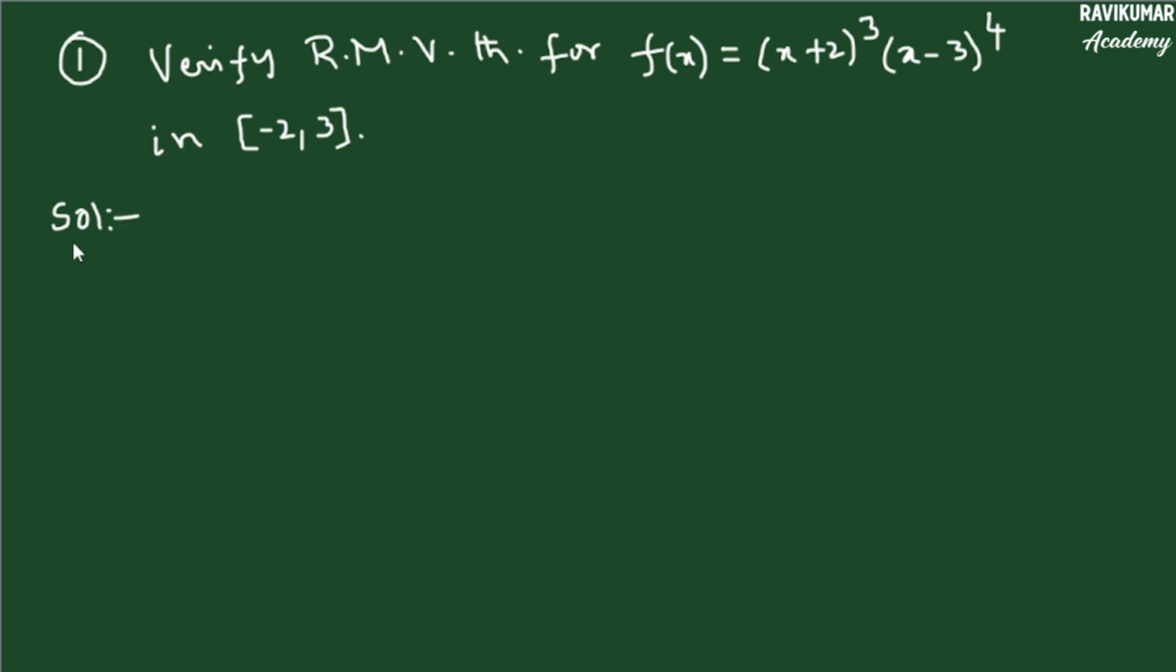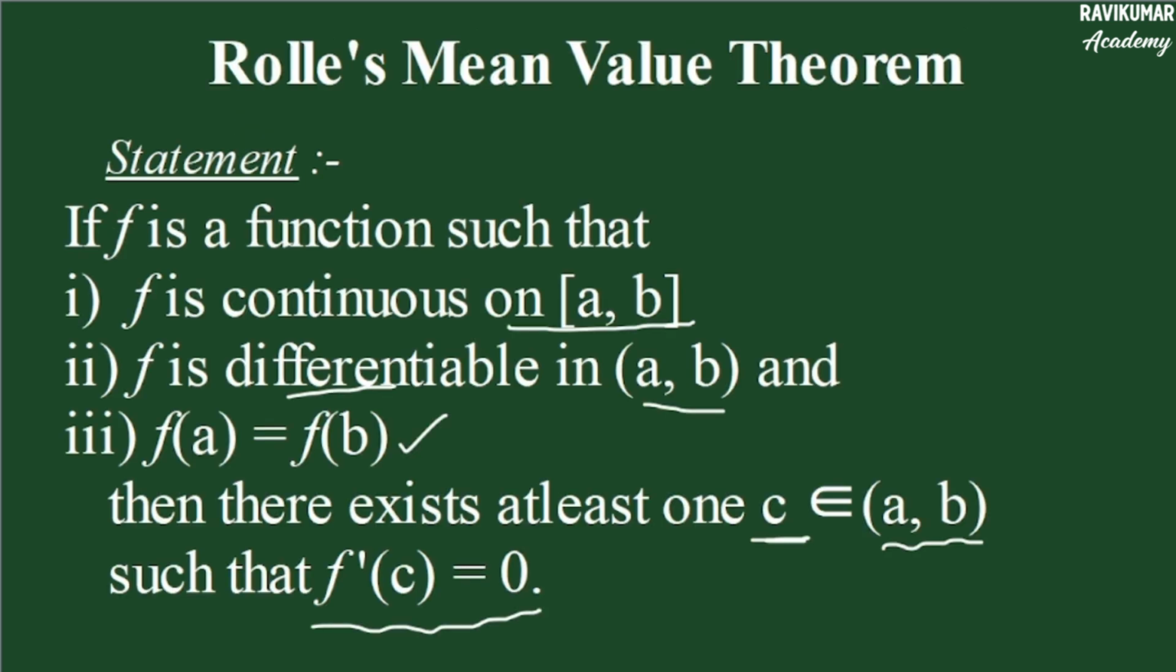So what we have to do when you are asked to verify the Rolle's mean value theorem is verify that whatever is said in Rolle's mean value theorem is true. That means if the given function satisfies these three conditions, then we must be able to find a c that satisfies f dash c equal to 0. If the function does not satisfy any of these three conditions, then we cannot apply Rolle's mean value theorem for that particular function. Right? So we have to verify, first of all, whether these three conditions are satisfied or not.